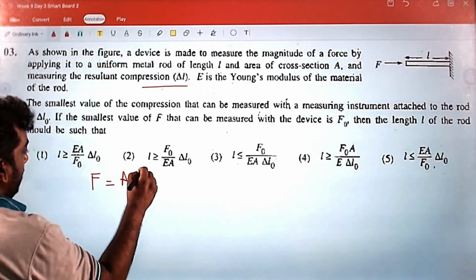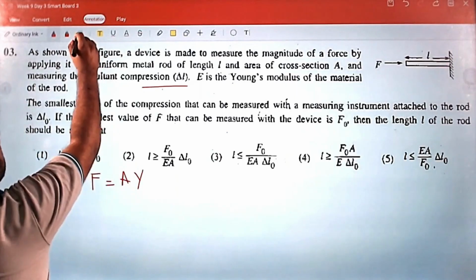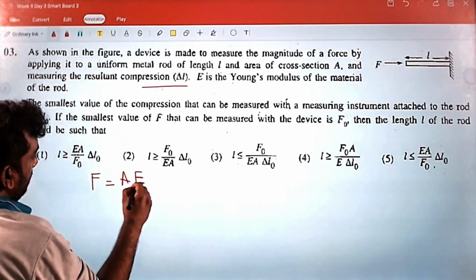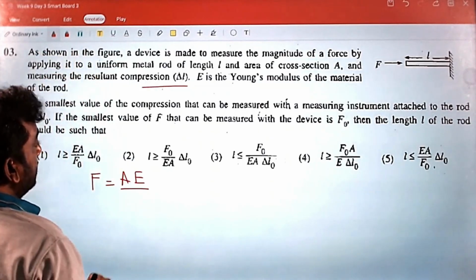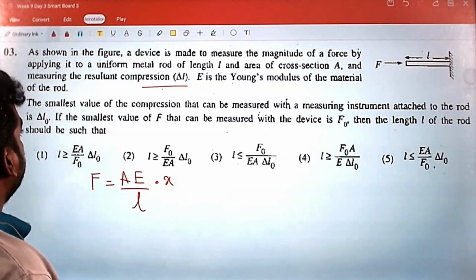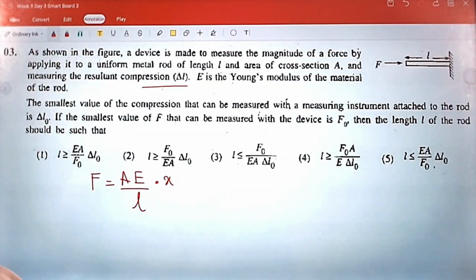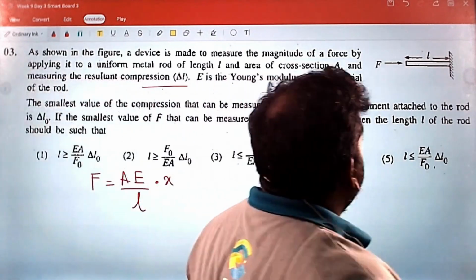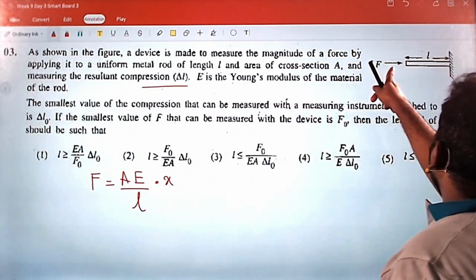Force equals A times Young's modulus, which they are using the symbol E for, over the initial length, times the compression or extension. These are basic equations. So you are measuring the resultant compression. So you are pushing it from here.